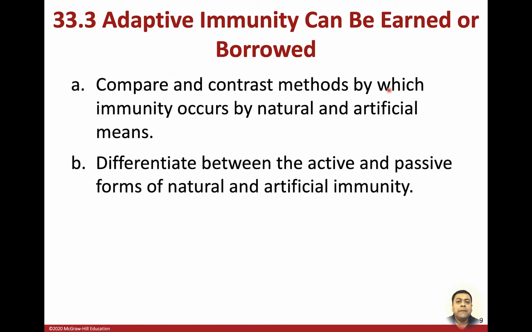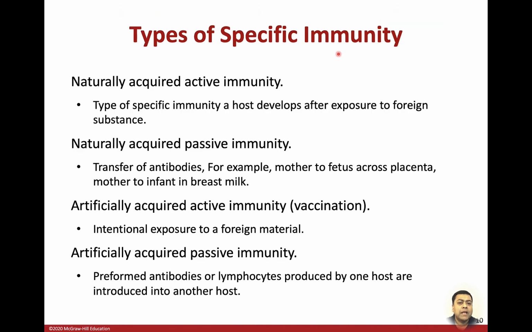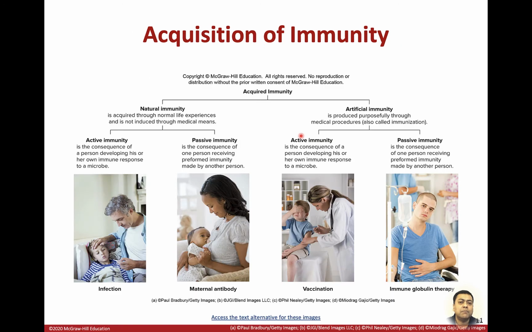So adaptive immunity can be earned or borrowed to some extent. We talked about this in the epidemiology chapter, so let's take a look at that. We have naturally acquired active immunity, naturally acquired passive immunity, artificially acquired active immunity, which is vaccination, and artificially acquired passive immunity. Let's take a look at the picture on the next slide, which will illustrate all these activities much more clearly. So acquired immunity could be natural.